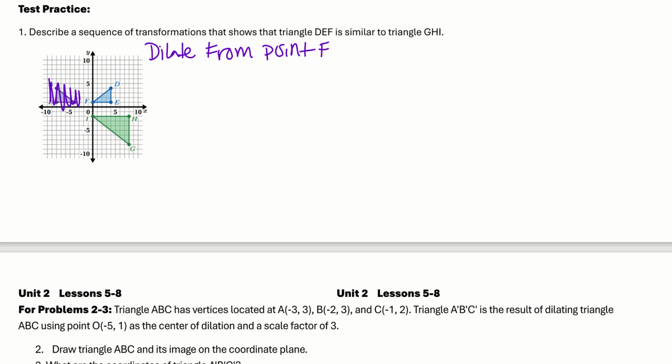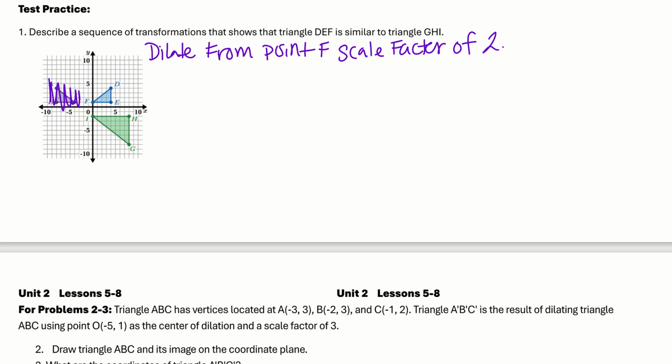Okay. So if I check, F is 1, 2, 3, 4, and the base of this is I to H, so 1, 2, 3, 4, 5, 6, 7, 8. Did I count that right? 1, 2, 3, 4, 5, 6. 1, 2, 3. Looks like I did. So it's a scale factor of 2. Okay. So I'm going to get these out of my way so I can then draw my new figure.